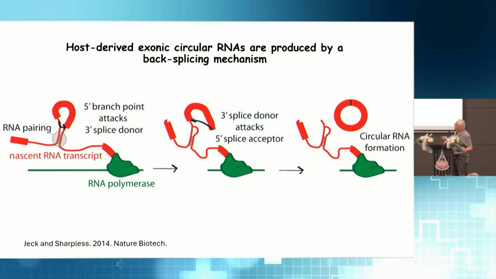What you see here is a DNA molecule that is being transcribed in human cells by RNA polymerase II. Here you have exons shown in a big bar, and here you have intron sequences. If the intron sequences can base pair with each other and bridge together by proteins, what can happen? The 5' branch point of the exon can attack the 3' splice donor, and basically you form a circular RNA molecule.